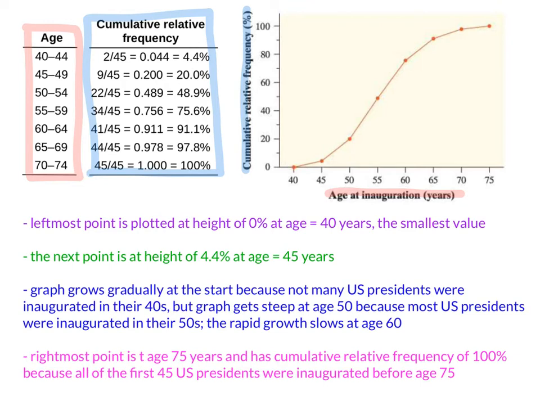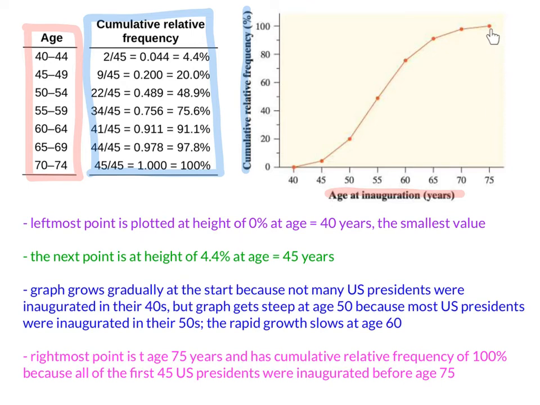So the graph is going to gradually grow till about the 50s. And we looked at that at the very first chart with the frequency and the age, right? The 50s to 60 mark had a lot of presidents being inaugurated, or the most at least in that original table. So it gets steep at the 50s and then it starts to taper off a little bit because there were less presidents being inaugurated after age 60.